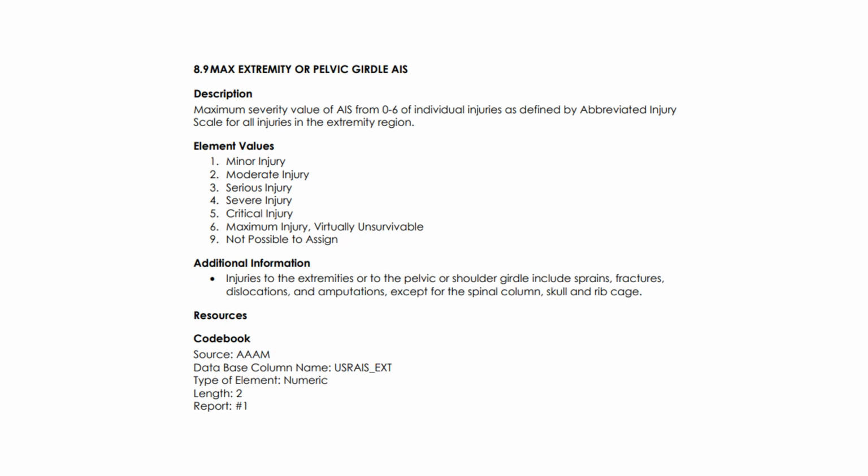injuries. Max Extremity or Pelvic Girdle AIS refers to the maximum severity value of AIS for all injuries assigned to the upper and lower extremities as well as the pelvis. These injuries include injuries such as fractures, dislocations, sprains, crush injuries, and amputations of the upper and lower extremities and pelvis. This area also includes the clavicles, scapulas, and sacrum. Named vessels and nerve injuries are also included.